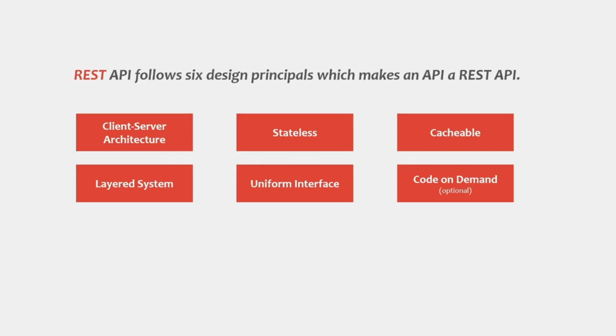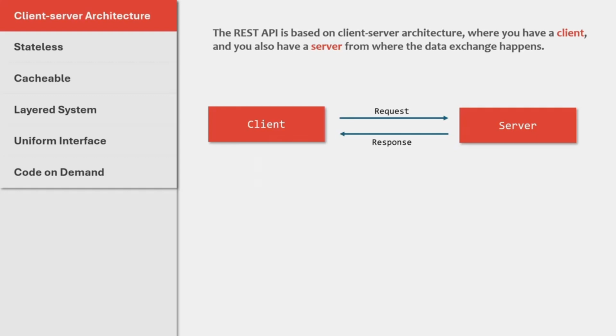And that's why let's go ahead and talk about these principles of REST API in brief, and let's understand what these principles mean. And the first one is the client server architecture. When we create a REST API, the REST API follows a client server architecture. It's as simple as that.